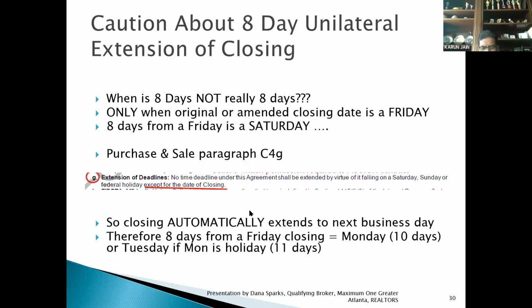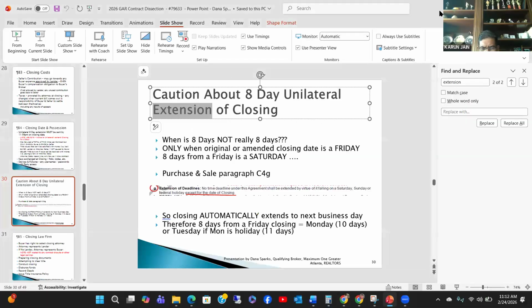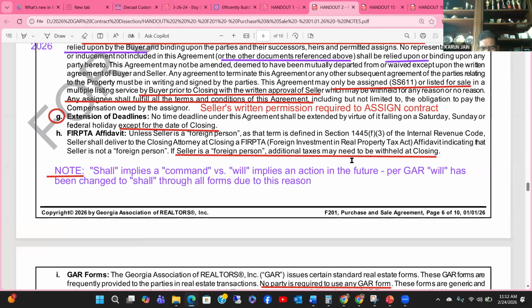This only happens if your original closing date is on a Friday, because 8 days from a Friday is a Saturday. 8 days from any other day of the week would be another day of the week. It could happen if that 8th day falls on a federal holiday. But what's the point of practice for you? If you go binding on the GAR contract, never schedule your closing on a Friday.